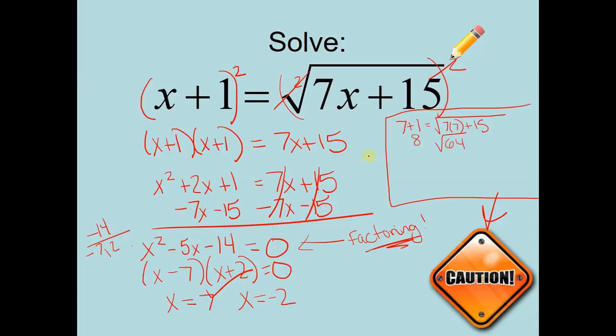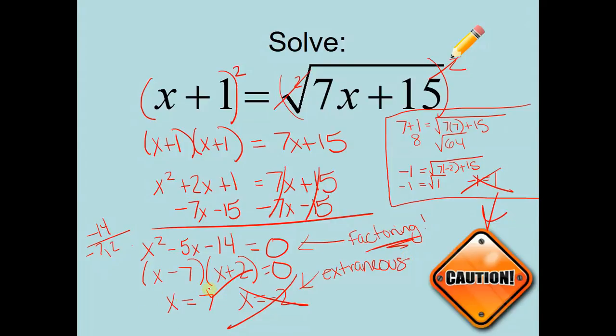Let's try this negative 2. So I get negative 2 plus 1, that is negative 1. Let's plug in the other side. So I'll get 7 times negative 2 plus 15. Well, that's negative 14 plus 15, that's 1. So I got the square root of 1, which is just 1. So I got negative 1 equals 1. Well, that's not right. Negative 1 can't be 1. Dang nabbit, I have an extraneous solution at x equals negative 2. So my only answer that works in this problem would be 7.